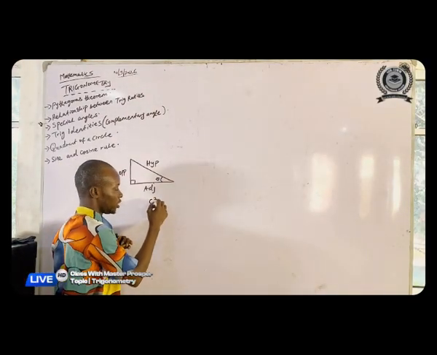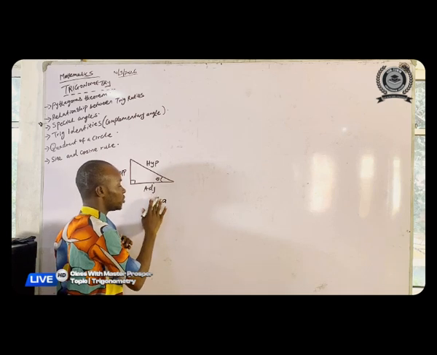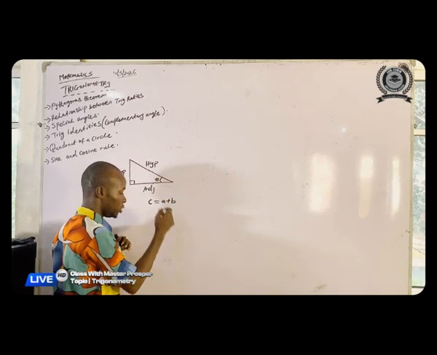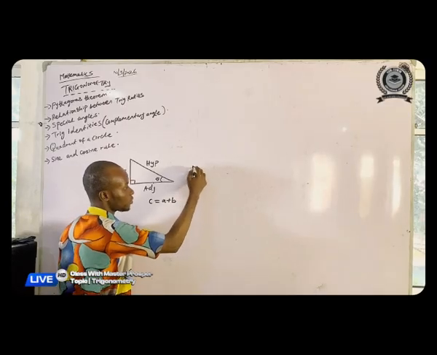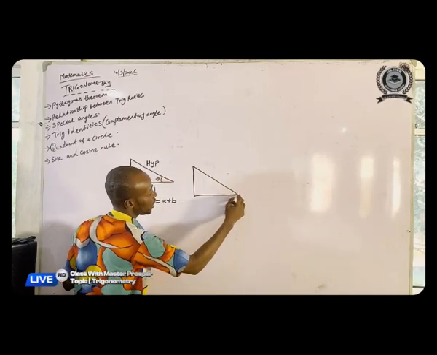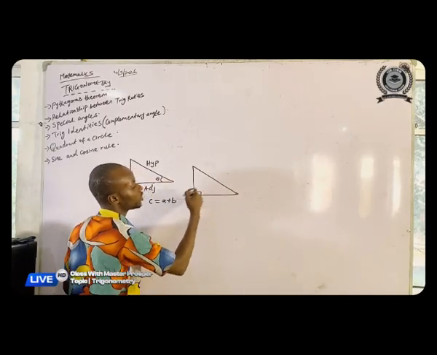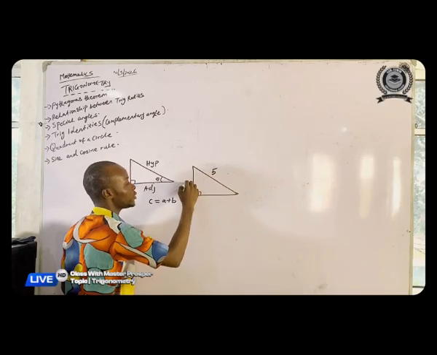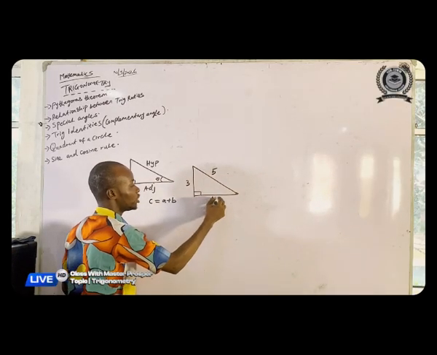The man Pythagoras started with what? C squared is equal to A, it started with C is equal to what? A plus what? B. Now he was experimenting something to now prove what he was saying. He said that let's assume here to be 5, here to be what? 3, and here to be what? 4.